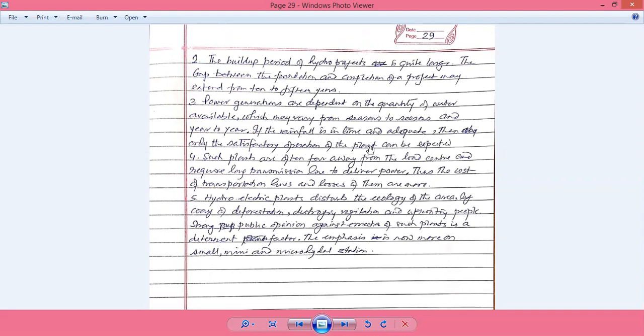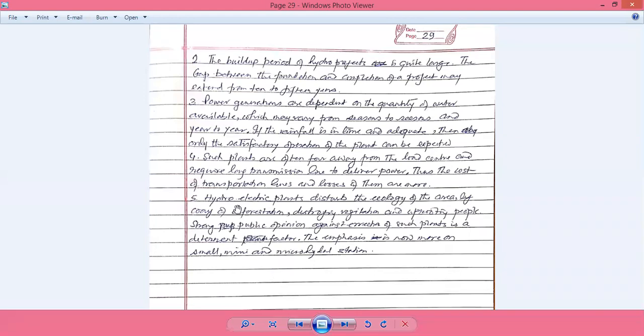But these power plants are very far away from the load center, meaning where the power is used. It can be installed in a hilly area, while the power has to be used in a town, a locality or an industry, probably hundreds of miles away. Such a situation requires a very long transmission line for delivery of power. Thus, the cost of transmission lines and their losses are more.